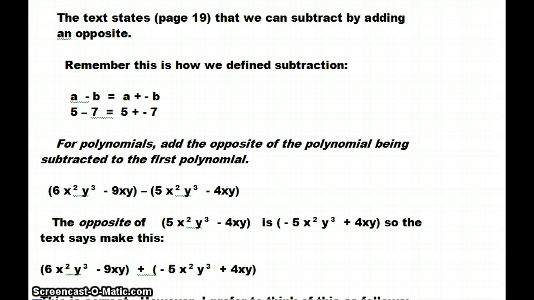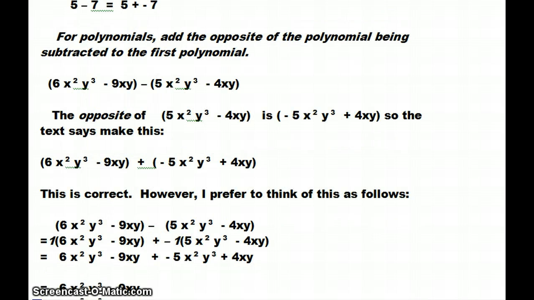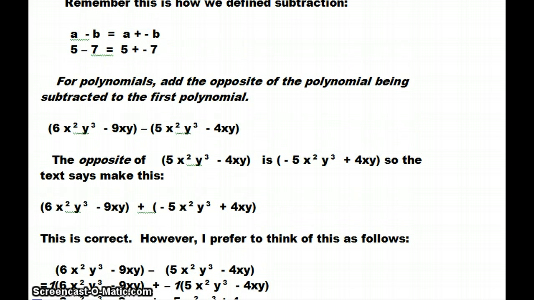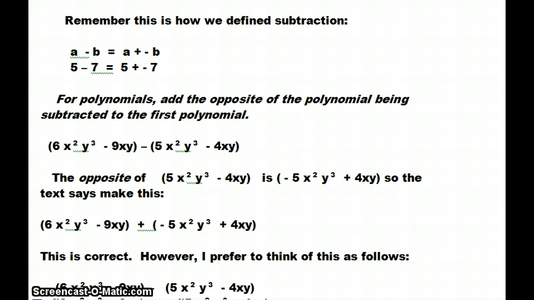Hopefully those didn't cause you any problem. We're going to go ahead now and do a little bit more addition and talk about subtraction also. The textbook on page 19 of your text states that we subtract something by adding an opposite. Remember, that was how we defined subtraction the first night of class. So here we have a minus b is equal to a plus a negative b.